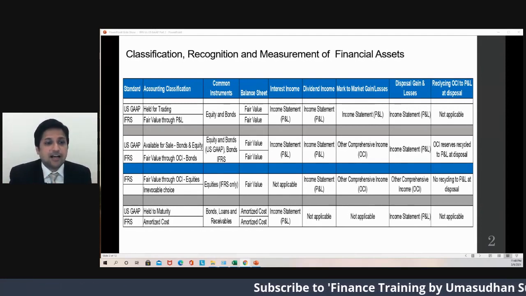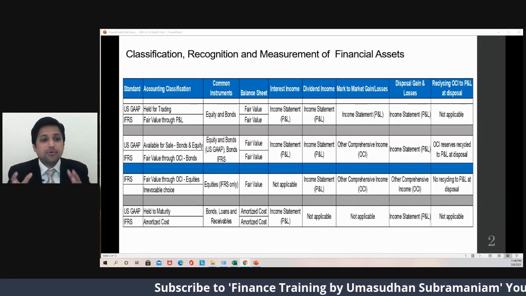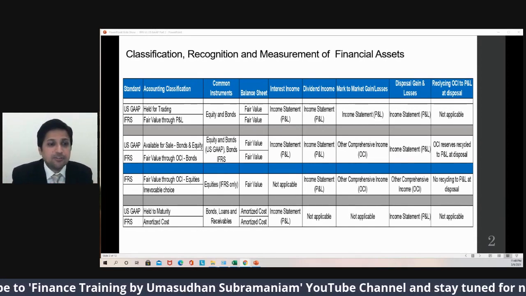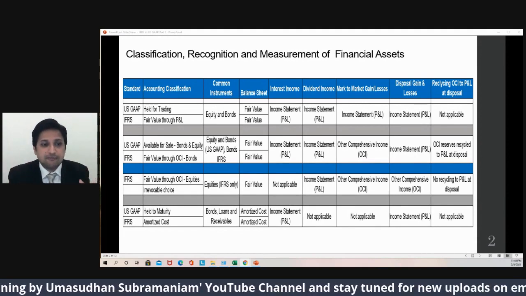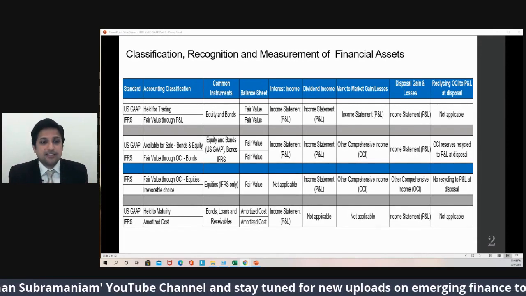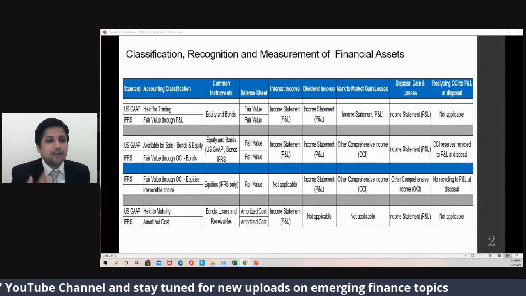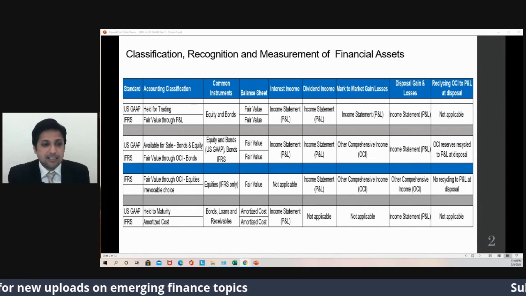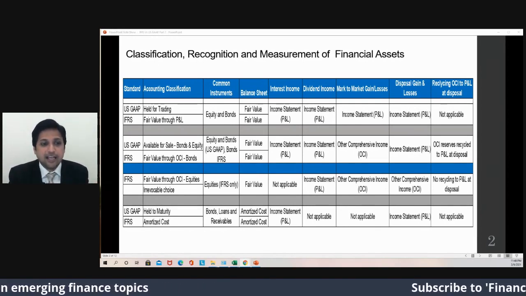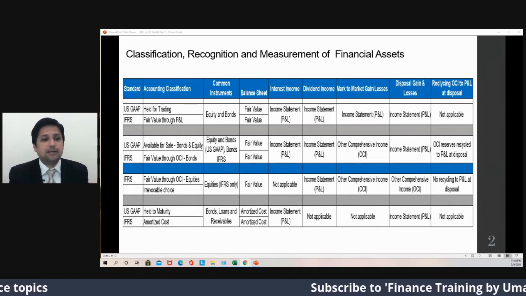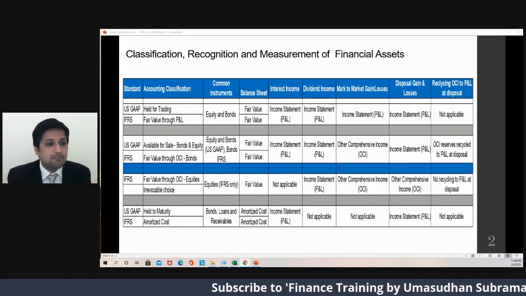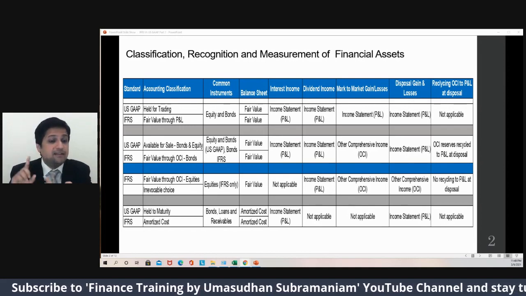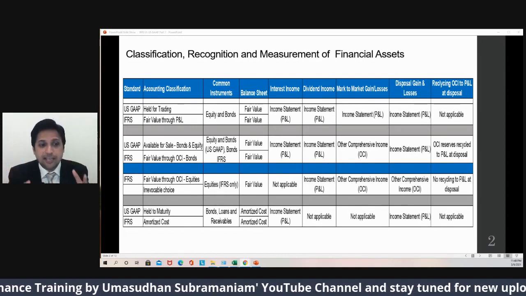These investments are held by organizations primarily to receive interest and principal cash flows until the maturity of the investments. There is no intention for companies to either trade on them or sell them before the maturity date. Therefore, this category of financial asset is not applicable for equity investments, because equity investments do not have a maturity date and they do not have contractual cash flows.